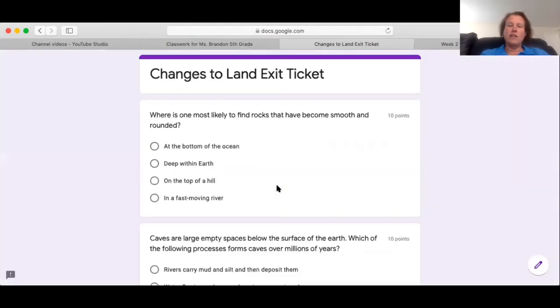All right, let's look at today's work. You're going to do today's matching activity, and then the last thing you're going to do today is our changes to land exit ticket. Number 1, where is one most likely to find rocks that have become smooth and rounded? At the bottom of the ocean, deep within the earth, on the top of a hill, or in a fast-moving river? Which one?